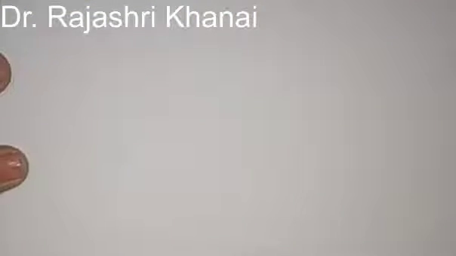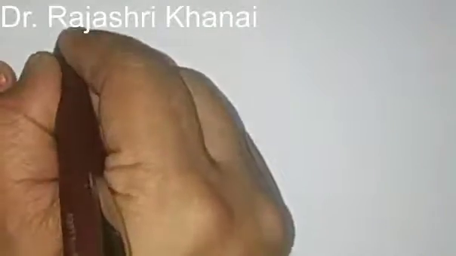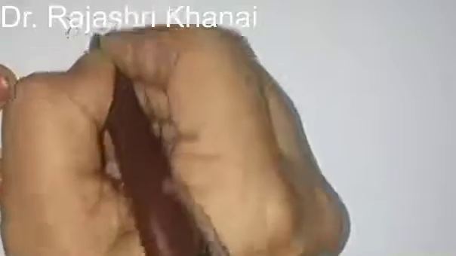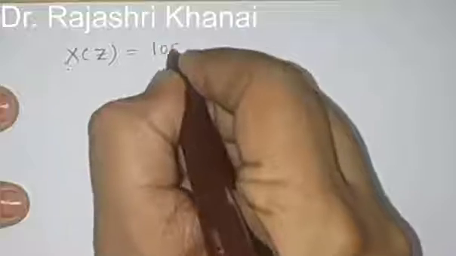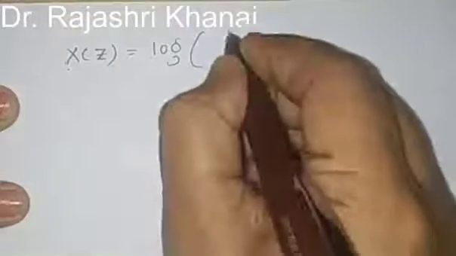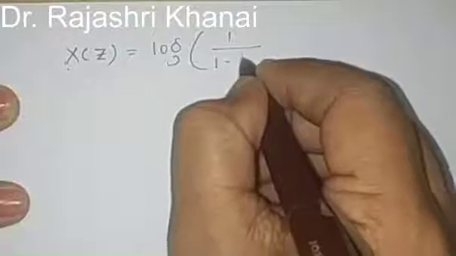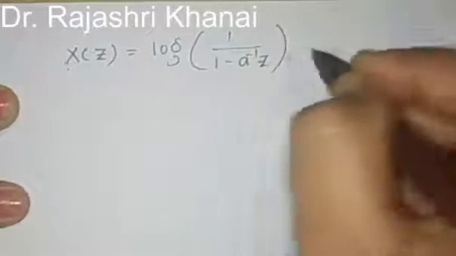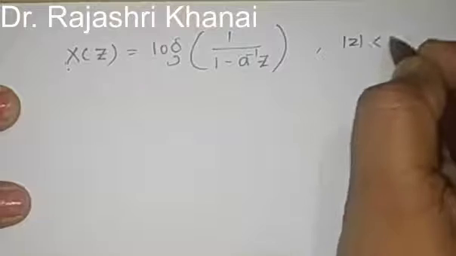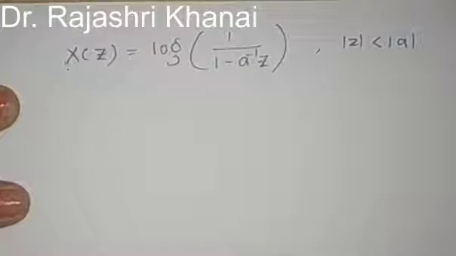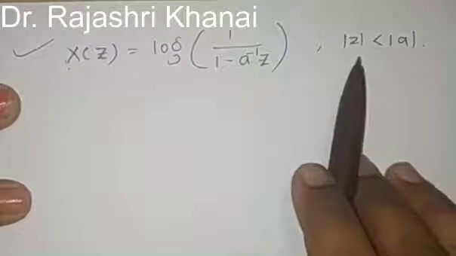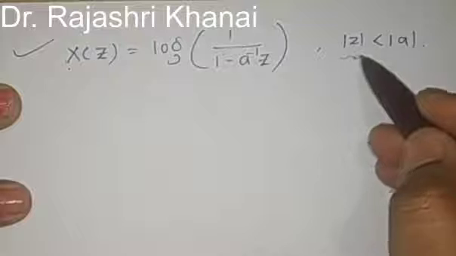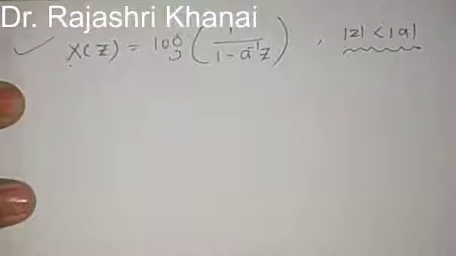In a similar way, let us take one more example, that is X of z equal to log of 1 divided by 1 minus a inverse z, wherein magnitude of z is less than magnitude of a. In this sense, the x of n which has to be extracted has to be left sided, and that is indicated by this ROC.